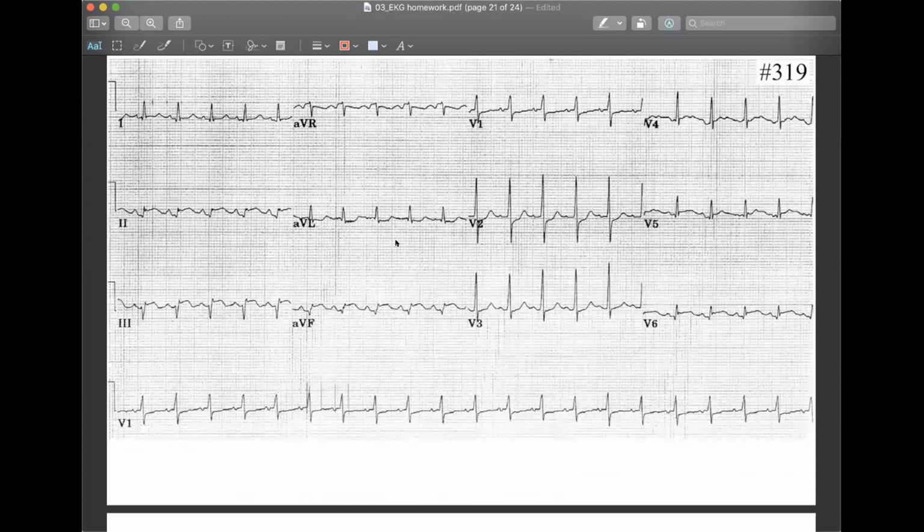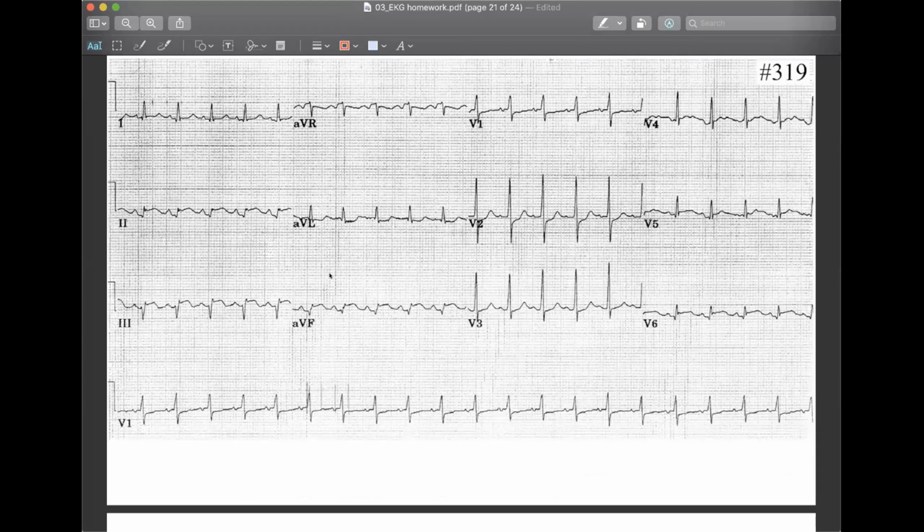Okay, good. So we do have a sinus tachycardia. The axis is normal. The morphology of the P wave looks relatively normal. That's normal. This is not so tall, believe me, it's not so tall, okay?